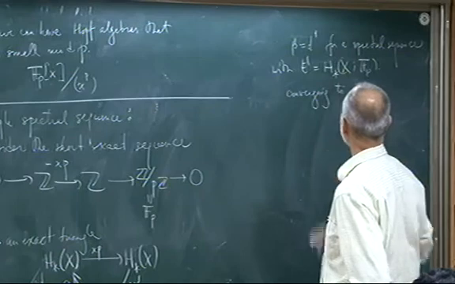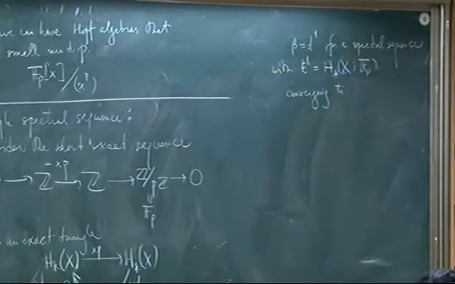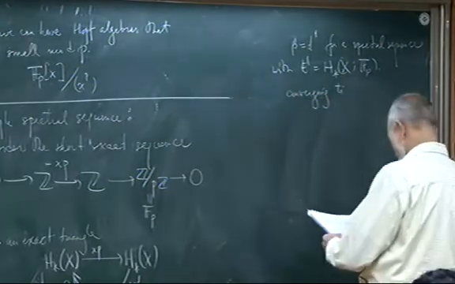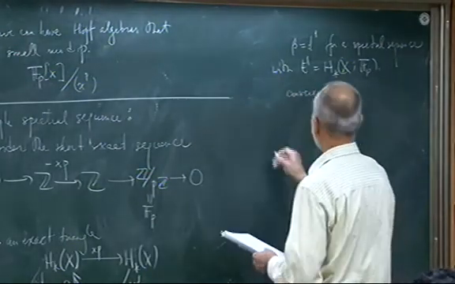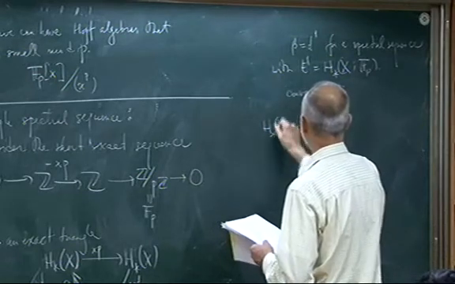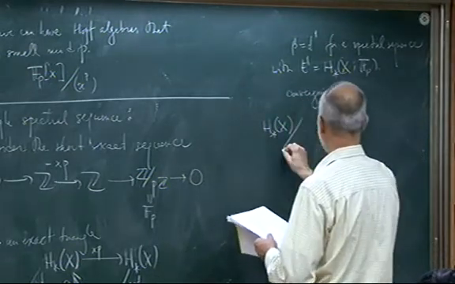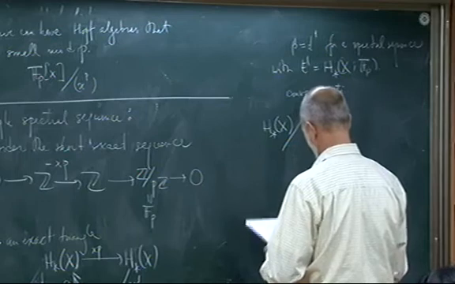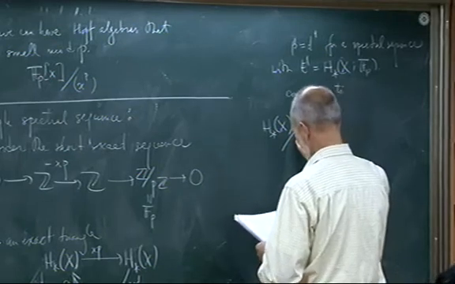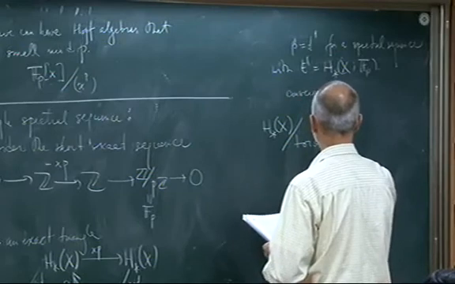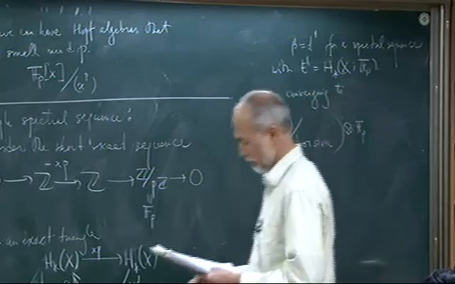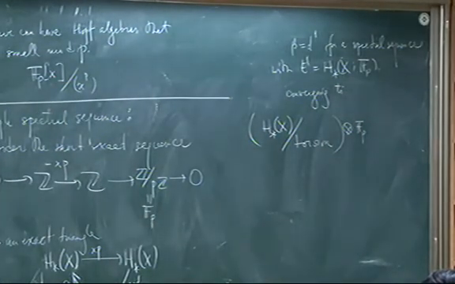And this is converging to, let me write this down more carefully. This is going to be converging to H star of X, that's my, mod torsion, tensored over F_p.